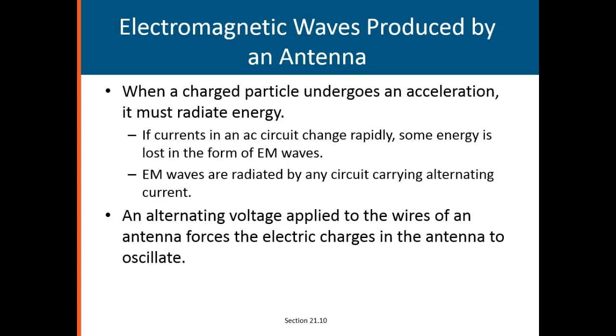So, when a charged particle undergoes an acceleration, okay, a charged particle accelerates, it has to radiate energy. Acceleration, there has to be a net force there. That net force reduces its energy. If currents in an AC circuit change rapidly, some energy is lost in the form of electromagnetic waves. Electromagnetic waves are radiated by any circuit carrying alternating current. Any circuit carrying alternating current.